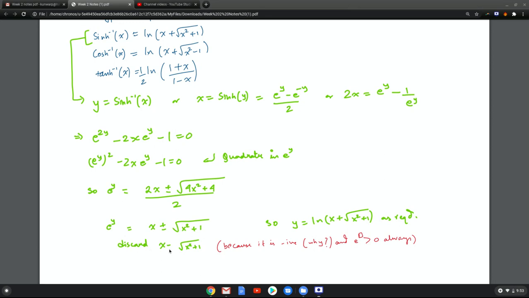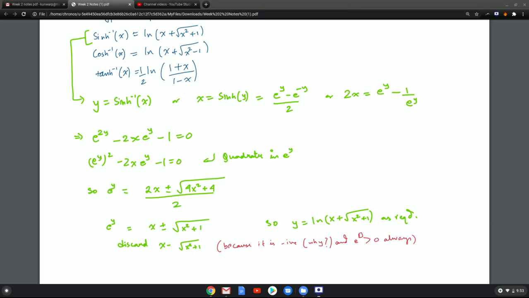Now we discard the negative. Why do we discard this? Well, if you look at x squared plus 1, that's always going to be more than x squared, which means the square root of this thing is always more than x, so this number is always negative. But e to the anything can never be negative, so we discard the negative value, which gives me that y is ln of x plus square root of x squared plus 1, as required.